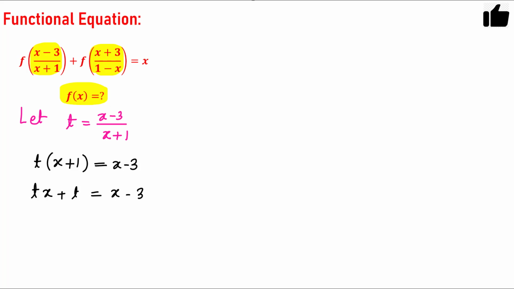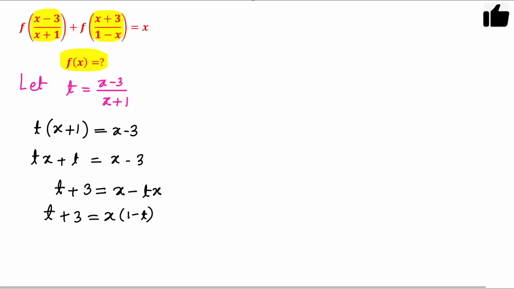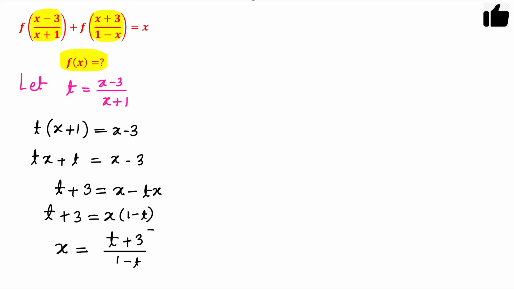Now let us take x to one side. I can take the constant t to the left hand side and tx to the right hand side. So this becomes x minus tx, so t plus 3 is equal to x, and if I take x common, then this is (1 minus t). So from here I can calculate x. So x is equal to (t plus 3) divided by (1 minus t).